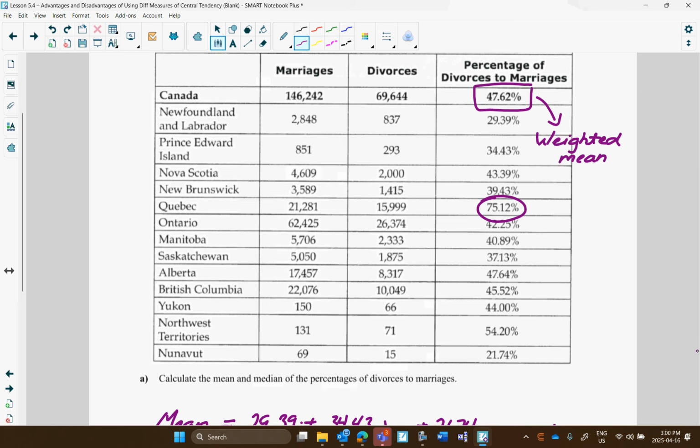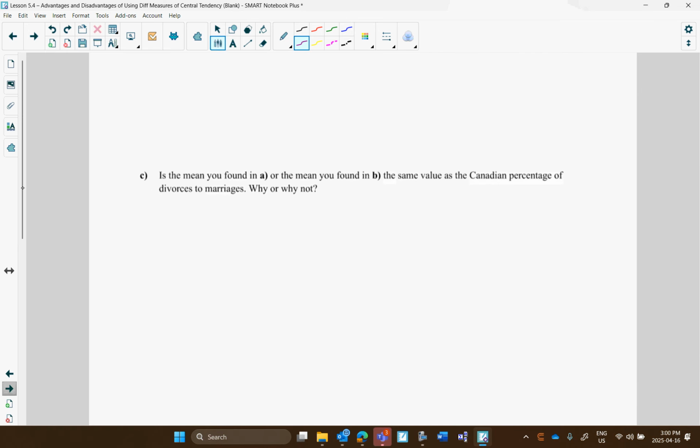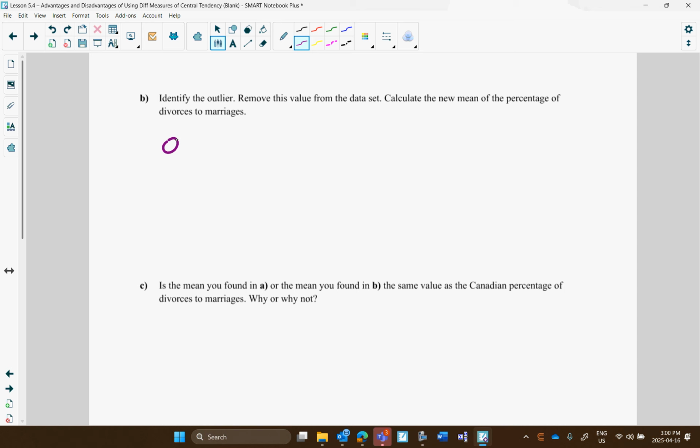Anyway, just to finish this up. Well, the outlier is clearly the 75.12%. If we remove that, the recalculated mean actually goes down, which seems to suggest that there might be low outliers.